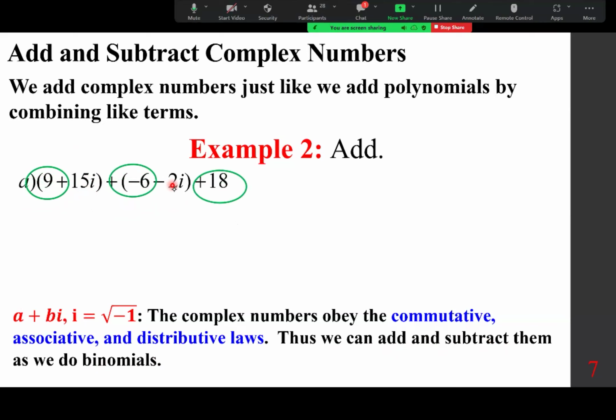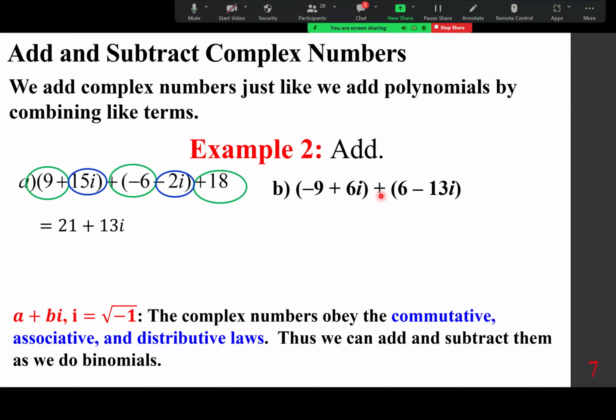So these three numbers, 9 and negative 6, positive 3 and 18 is 21. 15 minus 2, 13i. So it's that simple. Just add up like terms. That's all you have to do. What about this one? Again, I see a plus sign. So add these two numbers. And that gives you negative 3. Add these two. And that gives you negative 7i.